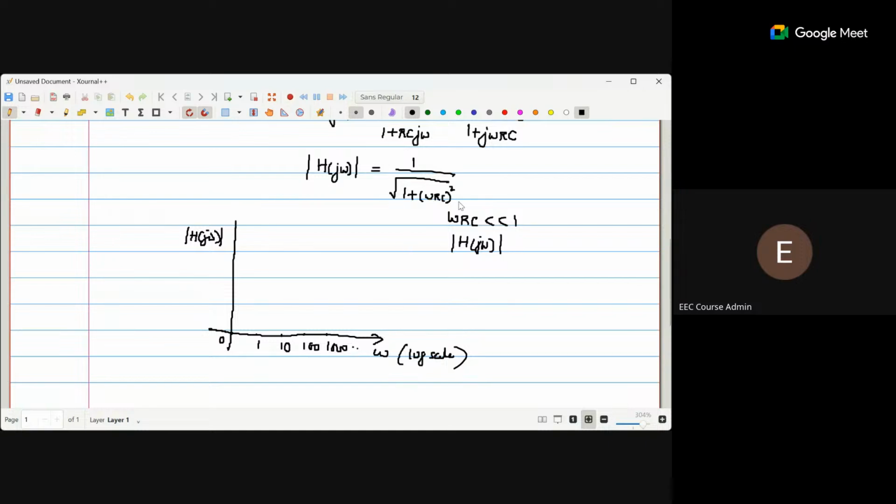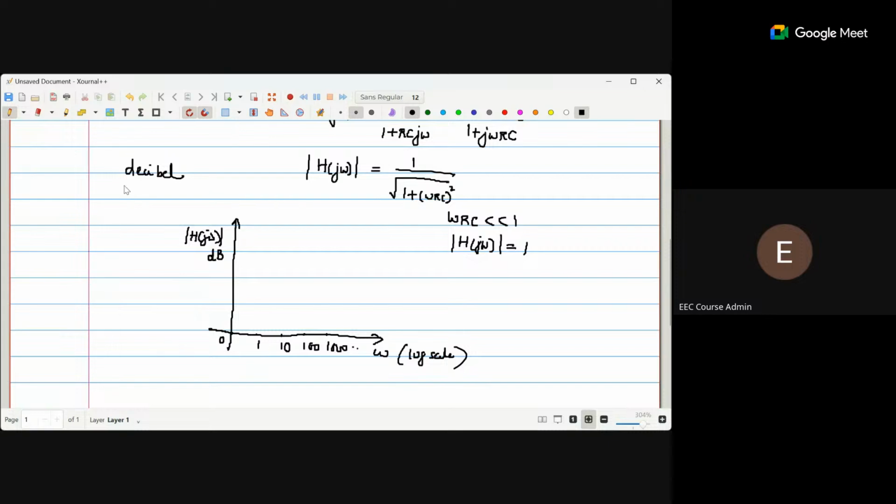So here, when ωRC is very much less than 1, what will happen to this magnitude? The denominator can be approximated as 1, ma'am. So square root of 1, so 1 by square root of 1 will be equal to 1. And in frequency response, generally we take on the y-axis the magnitude of the transfer function in dB. dB refers to decibel.